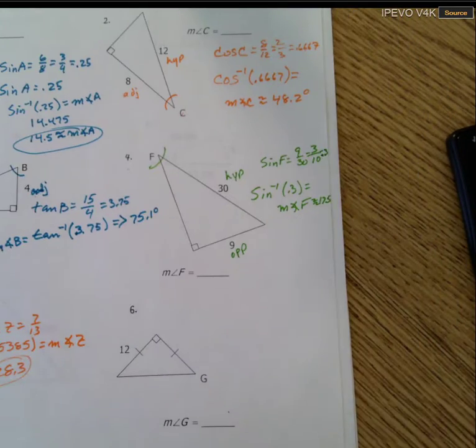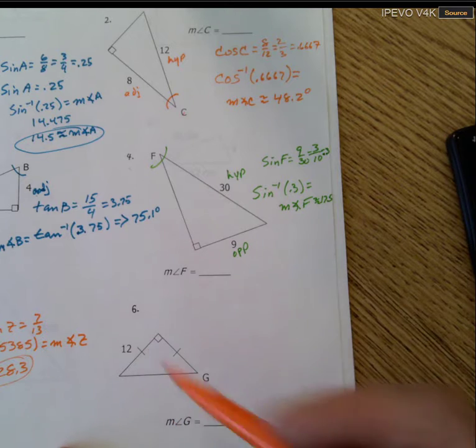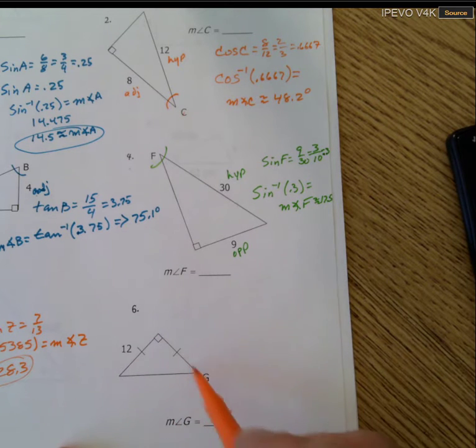Okay, over here, number 6, we've got an isosceles right triangle. So this is a 45, 45, 90. Instead of doing the trig ratios, we could do 12 over 12, and the hypotenuse is going to be 12 radical 2. Basically, because of the pattern, angle G is going to be 45 degrees without having to do any work, because we have an isosceles right triangle.